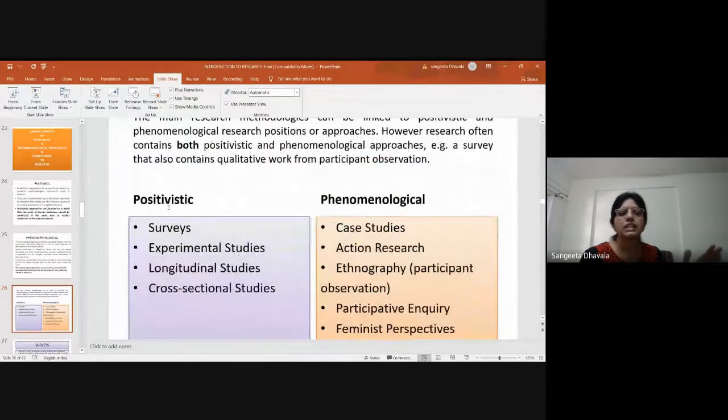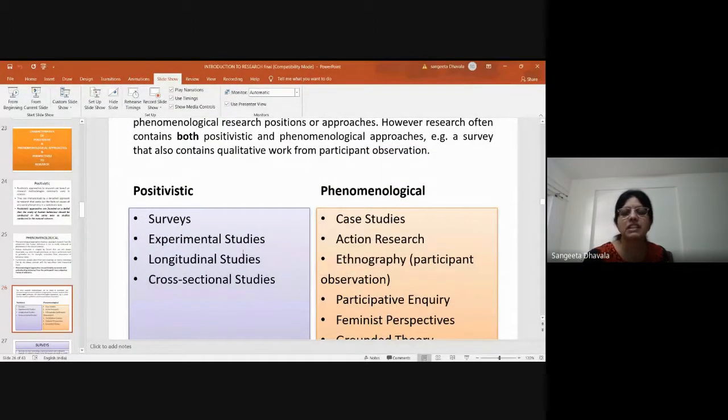Here you can see positivists, they make use of surveys. Then we have experimental studies. Like last class itself, we spoke about experimental studies. One group is the experimental group, another group is the control group. You are making a comparison of the output between these two groups. Then we have longitudinal studies.